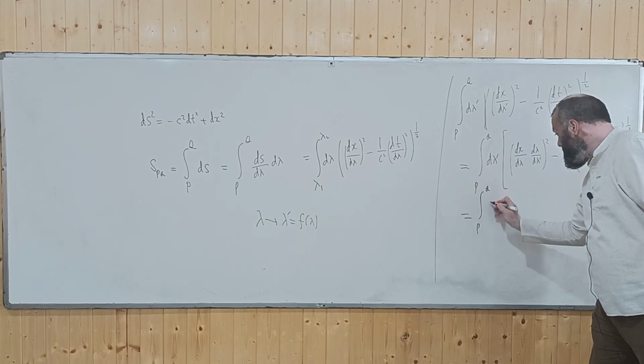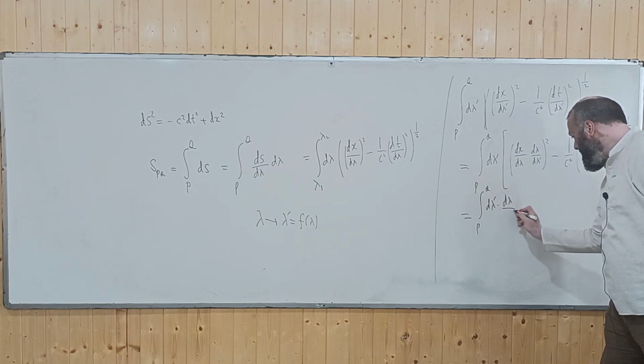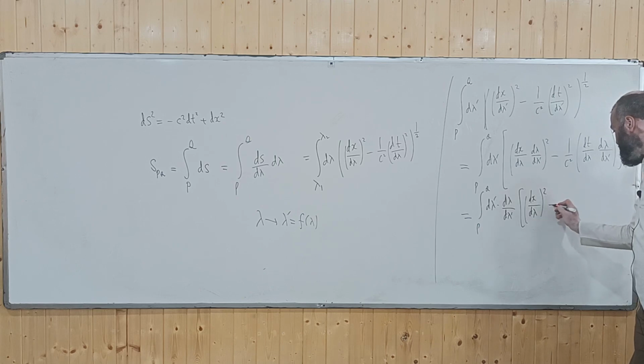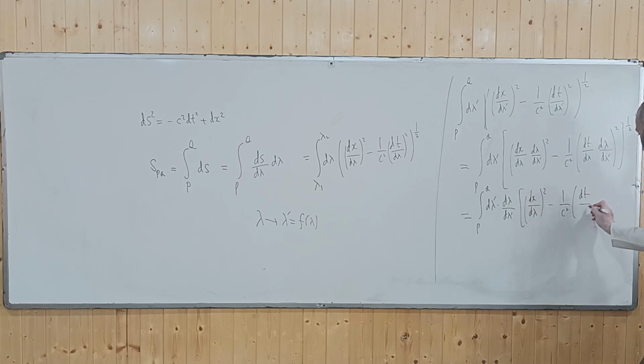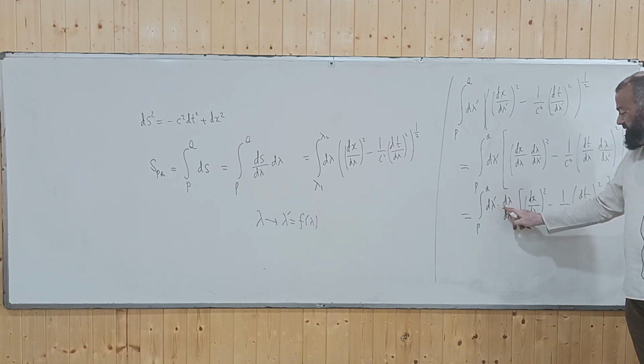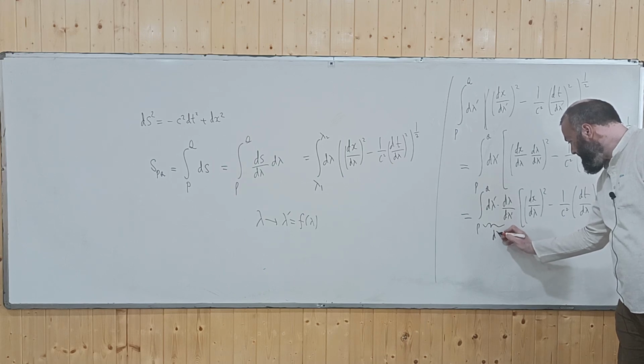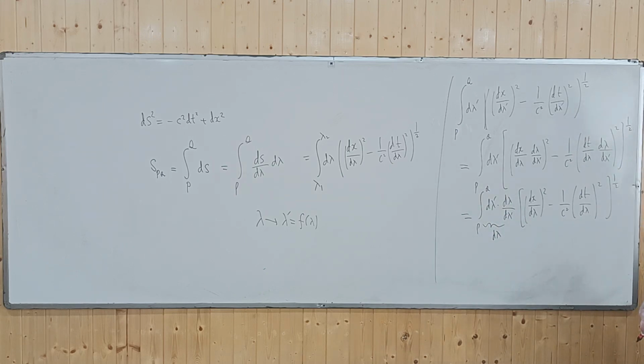So what remains is P to Q d lambda prime, then you have d lambda by d lambda prime, and you have dx by d lambda whole square minus 1 by c square dt by d lambda whole square, raised to the power half. So this and this cancel, and you are left with d lambda. In other words, this is the same as d lambda. So you see the form remains the same. It means we have successfully defined the invariant arc length. Got it? That trajectory or curve is specified by some parameter lambda. Clear? If you have any question here, just tell me.